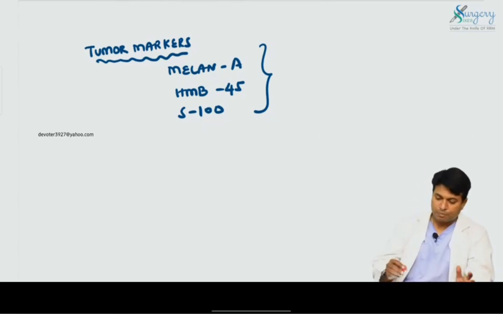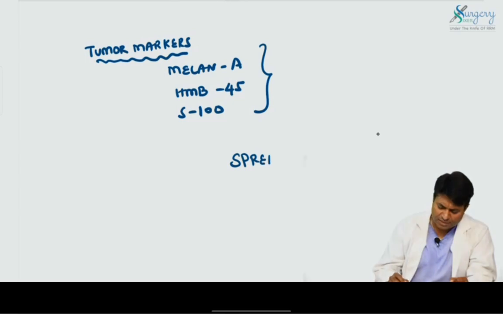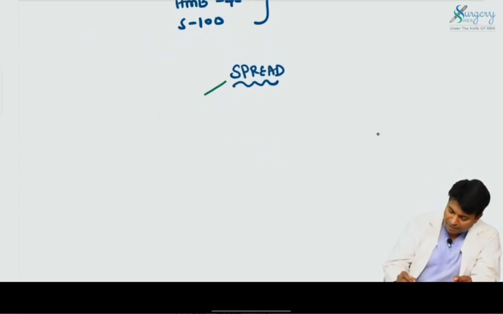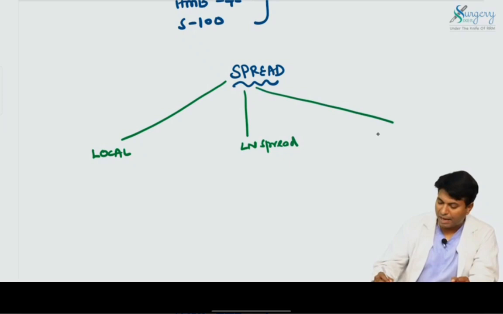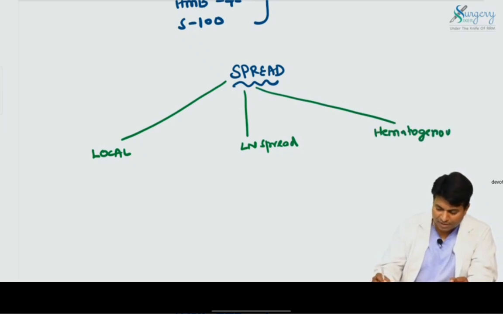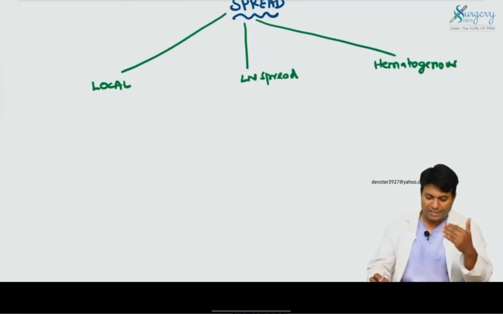So now coming to the spread of melanoma. Malignant melanoma has a very dangerous spread. It spreads by local spread. Please remember, it can spread by local method. It can spread by lymph node spread. It can spread by hematogenous spread. All methods of spread are seen. With local spread, it can go from one place to an adjacent place by local invasion.